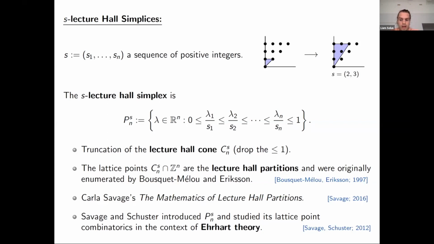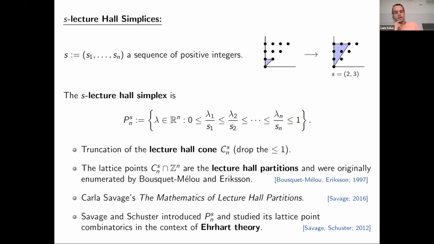Their initial work inspired about 25 years' worth of research on lecture hall partitions and their associated geometric objects and lattice point enumeration questions. A lot of this work was driven in large part by Carla Savage, and she wrote a very nice summary of this, published in 2016, called The Mathematics of Lecture Hall Partitions. If you're interested in learning more about these things, I highly encourage you to look into this.